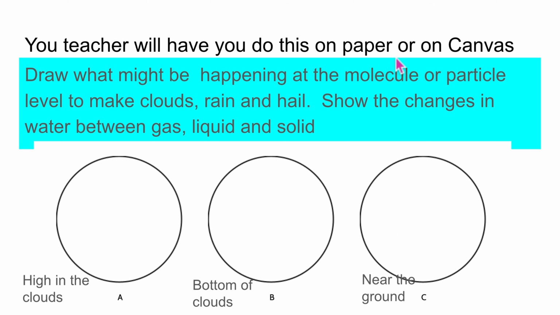So your teacher will have you do this on paper or on canvas. You'll draw what might be happening at the molecule or particle level to make clouds, rain, and hail, and show those changes in that middle frame of our initial model of how we went from water that had evaporated and made a cloud, and maybe it made ice. People talked about how it got bigger and bigger until it got heavy enough to fall down. Gravity pulled it down. They talked about that. So that might be something showing near the ground or up high. And that's what this is about.